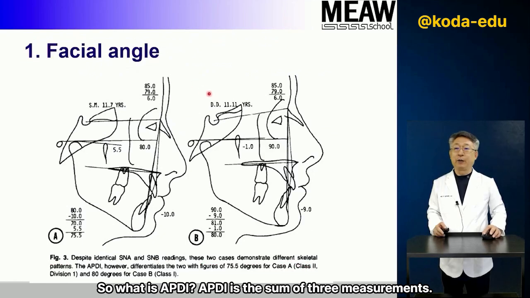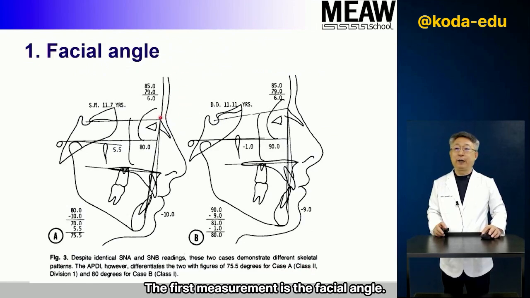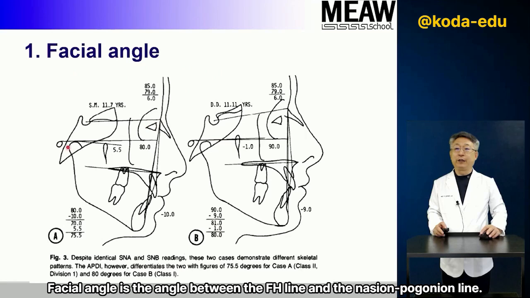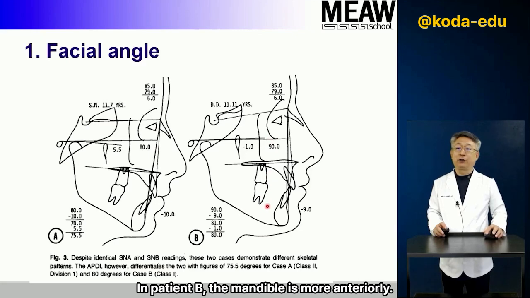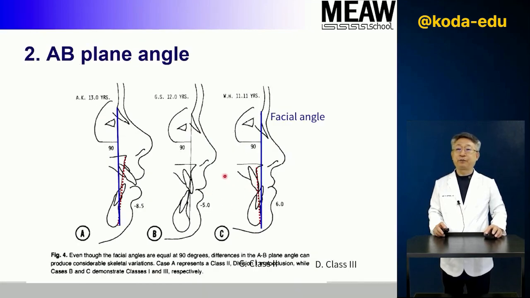So what is APDI? APDI is the sum of three measurements. The first measurement is the facial angle. Facial angle is the angle between the FH line and the nasion-Pogonion line. Patient A is 80 degrees and patient B is 90 degrees. In patient B, the mandible is more anterior.